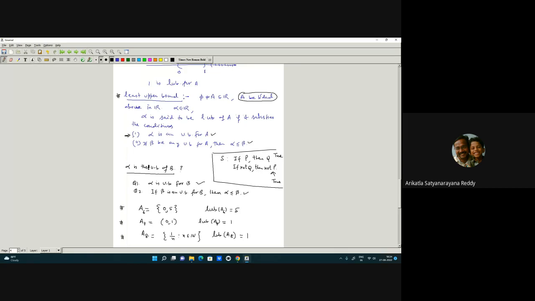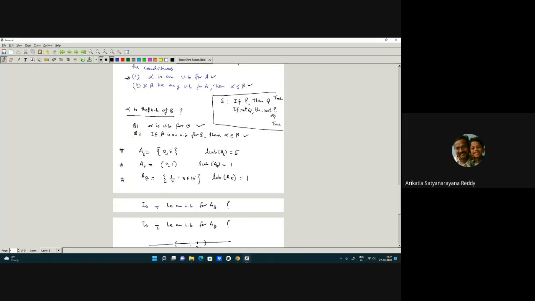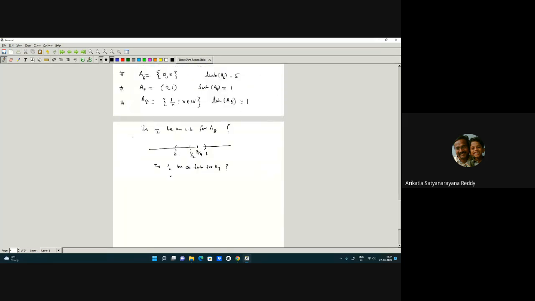1/2 is not a least upper bound because first of all 1/2 is not an upper bound. Why is it not an upper bound, we can see that. So why is 1/2 not a least upper bound? Because 1/2 is not an upper bound. Okay. Now I am asking another question. Is 2 a least upper bound for the open interval 0, 1?